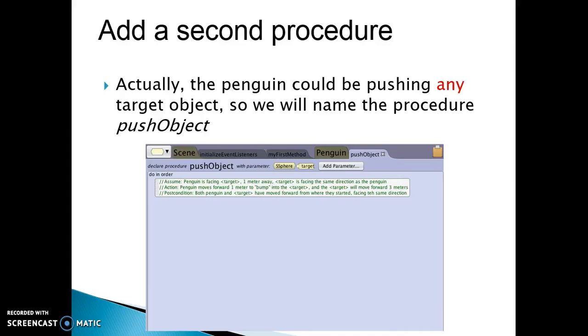So what we're going to do is set it up so that the penguin could push anything, not just a ball. This opens up a lot of possibilities for us, and it makes the programming a lot more flexible, as you'll see. So we're going to name the procedure push object, and the idea is that the penguin faces the target 1 meter away. Target is facing the same direction as the penguin. Penguin moves forward 1 meter to bump into the target, and the target will move forward. Okay, we don't really care so much about what the target's going to do. We just need to care about what the target is.